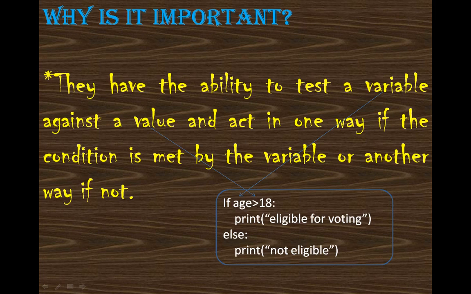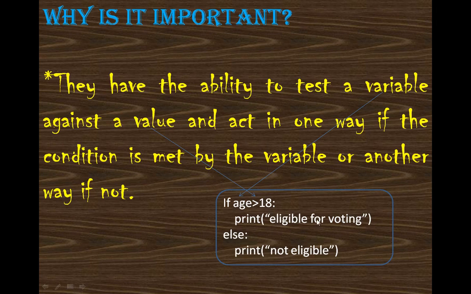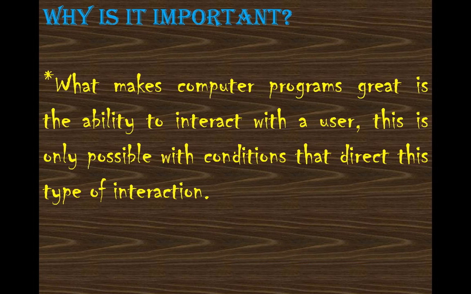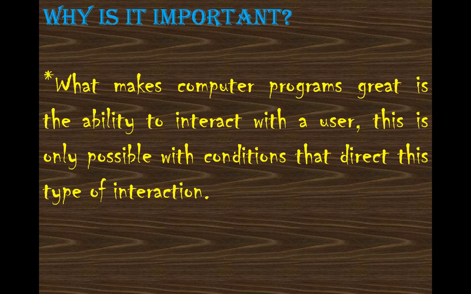The next importance is that conditionals allow us to control what the program does and perform different actions based on these conditions. Is that clear to you? In the previous diagram I explained that if age is greater than 18, it will do one part. If it is less than 18, it will do the else part. So conditional structures perform computation or actions based on the result of a Boolean condition. According to your Boolean expression, if it is true, it will do this part. If false, it will do this part.